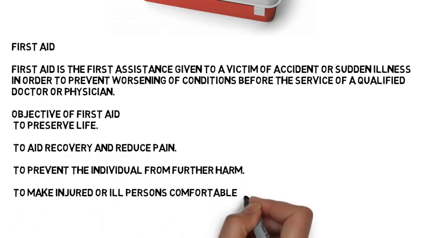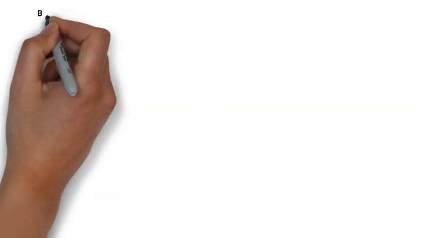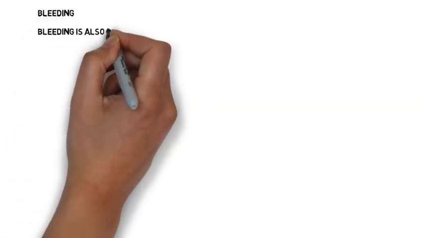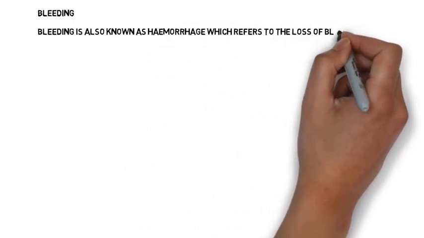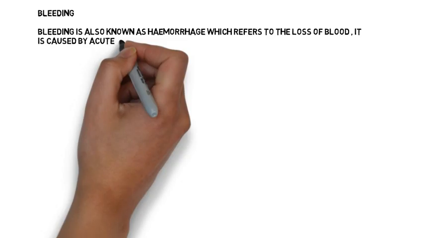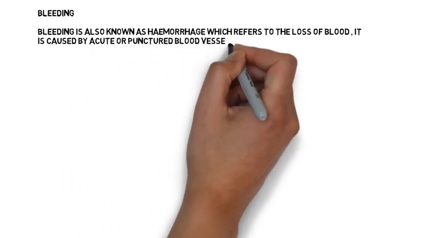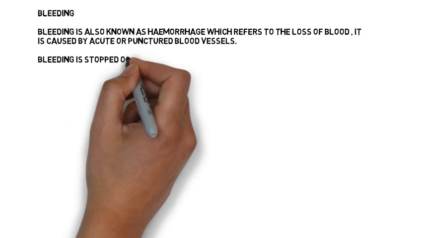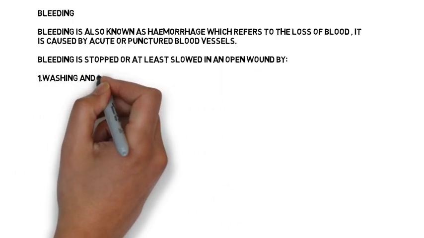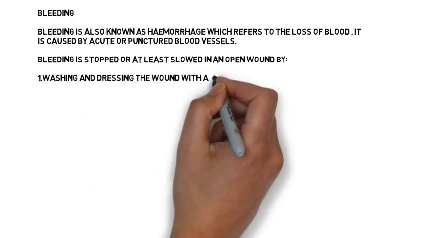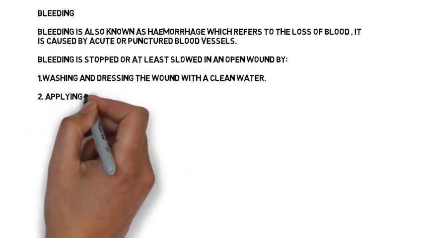Bleeding. Bleeding is also known as hemorrhage, and it is caused by cut or punctured blood vessels. Bleeding is stopped or at least slowed in an open wound by: 1. Washing and dressing the wound. 2. Applying direct pressure over and around the wound. 3. Applying pressure at the pressure point. 4. Application of iodine or methylated spirits.